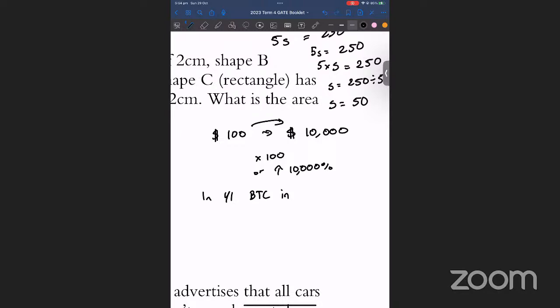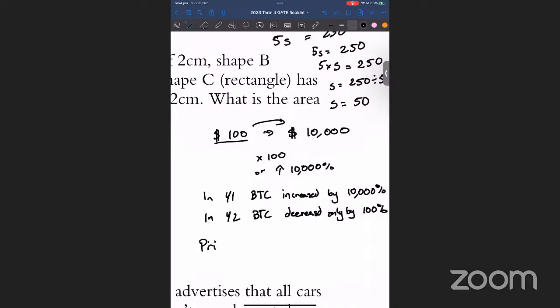All right. In year one, Bitcoin increased by 10,000%. In year two, Bitcoin decreased only by 100%. And it started off with $100. Okay. So in the chat, tell me what the price of Bitcoin in year three was. Send that in the chat.